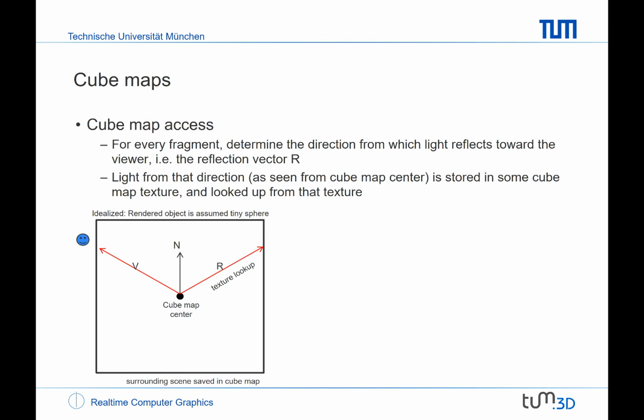So now, what do we do with the cube maps? First of all, how do we access them? Let's say, how do we actually make use of these cube maps? That is, for instance, what we see here.